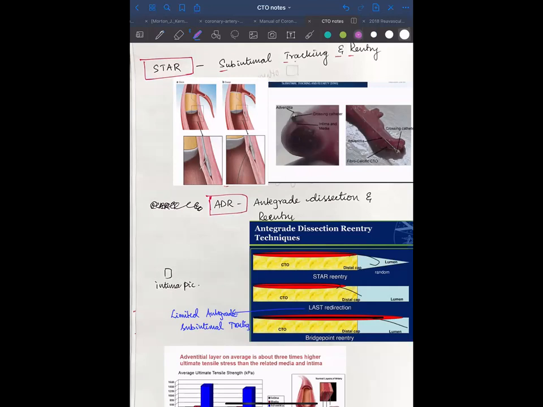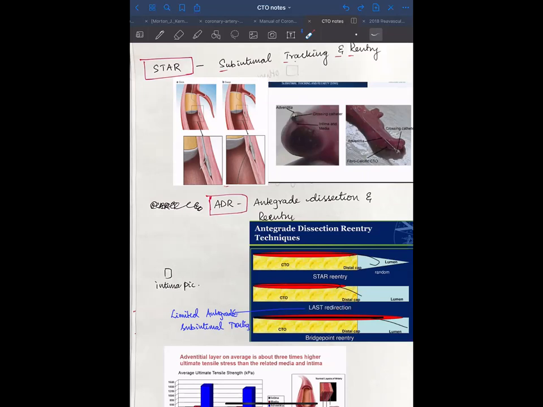The reason is, if you have a long CTO segment, you don't want to create a long dissection channel. So under IVUS guidance, if you want, you will be able to do a LAST. So limited antegrade dissection and then go through the body of the CTO to enter into the lumen. Basically, if there's a very hard calcium here, just to circumvent it, you can go subintimally and then re-enter back into this.